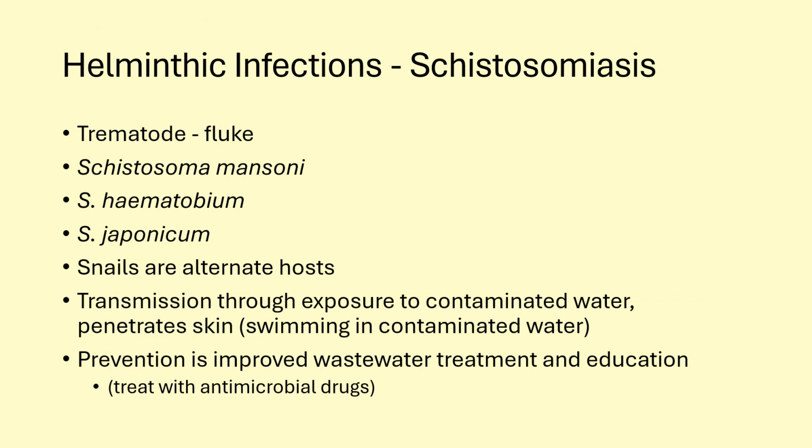And then helminth infections. Schistosomiasis is caused by a trematode, specifically a fluke. There are a couple of different species, as you can see here. The alternate hosts are snails. Transmission is often through exposure to contaminated water. The fluke can penetrate through the skin. If you're swimming in contaminated water, it can penetrate through the skin. Prevention: improved wastewater treatment, education. You can treat it with antimicrobial drugs.